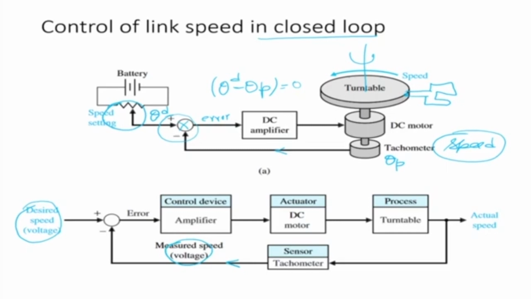The measured speed is being sensed by a sensor. In this case it is a tachometer, and it's coming here, and this is a comparator which is simply doing desired speed minus present speed, generating an error, amplifying that error, giving it to the DC motor. The DC motor is actuating the turntable, and this is my closed loop control system. For the robot also it is exactly the same, because you can look upon the turntable as a joint in the robot. So what we see is that in the closed loop control system we have a feedback, and in the open loop control system we don't have any feedback. That is the basic difference.